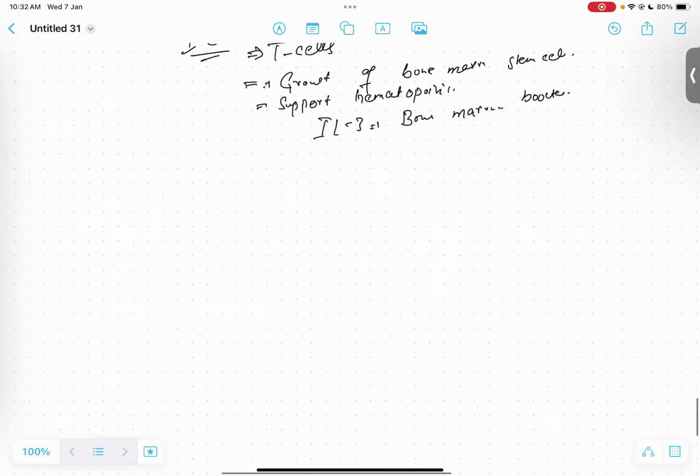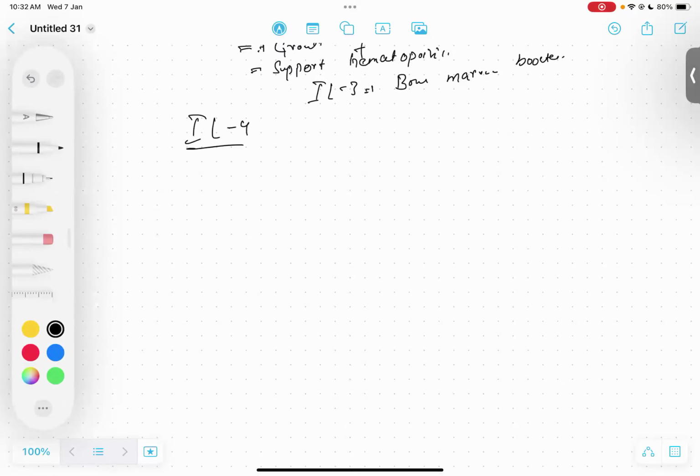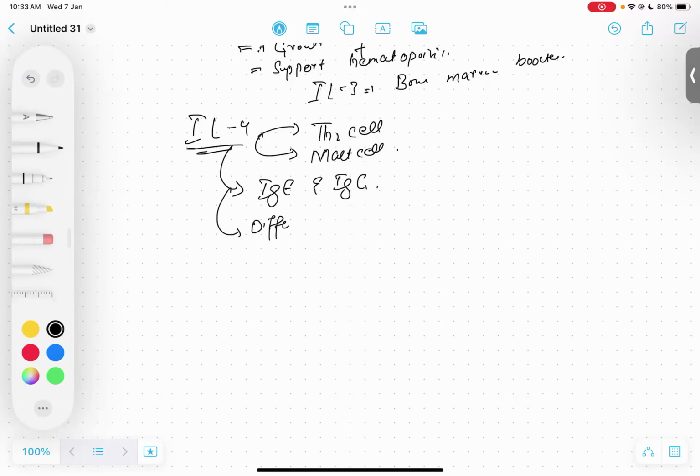The fourth one is interleukin 4. The source of interleukin 4 is T helper 2 cells and mast cells, and its function is activation of IgE and IgG, differentiation of T helper 2 cells, and also macrophage activation.